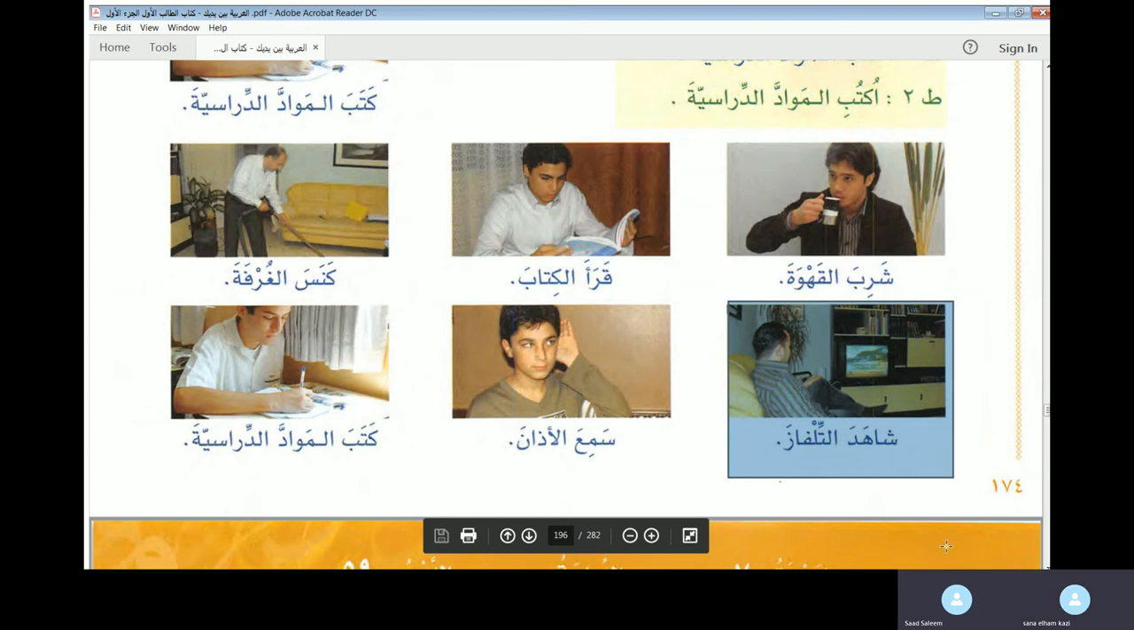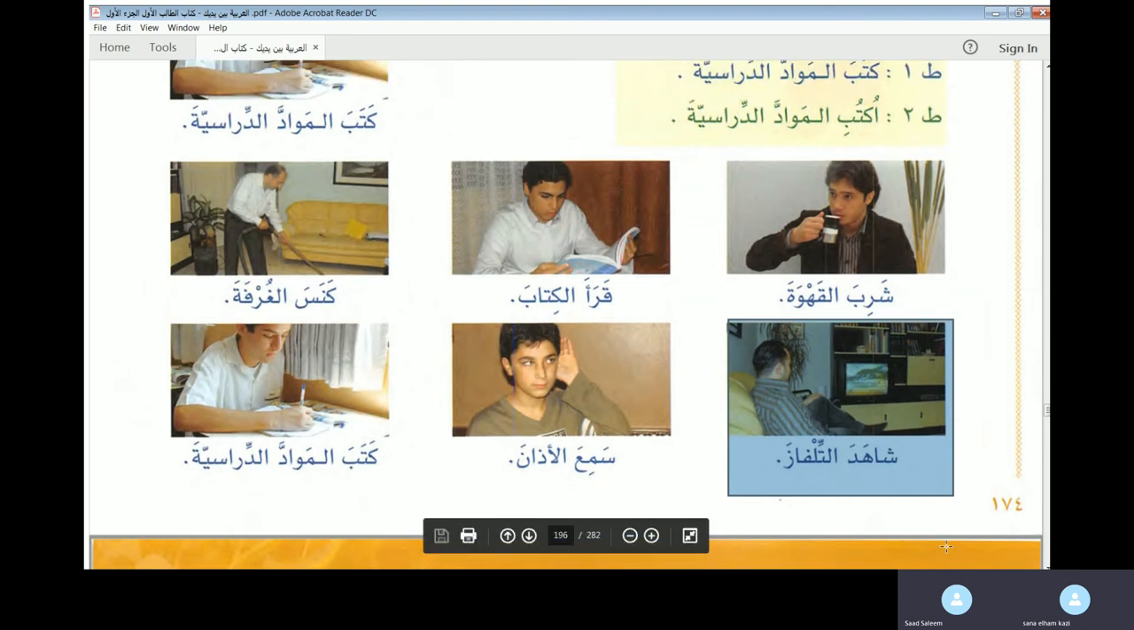Shahada at-tilfaz, he watched the television. And we have to make both the present, and it's better to make it because it will be easier for the other one. Okay. Yushahidu at-tilfaz, he is watching the television.